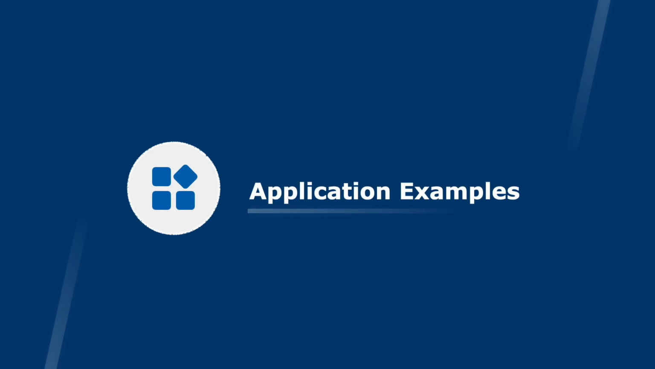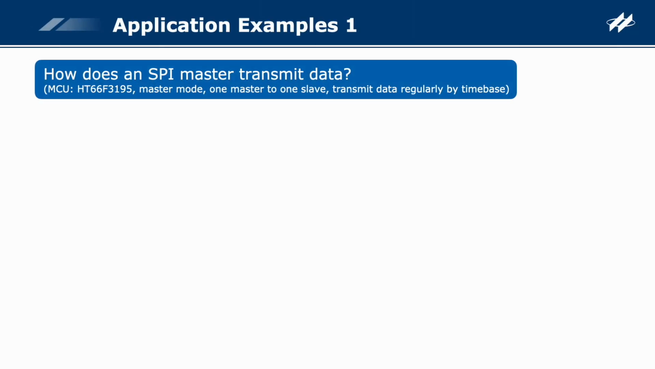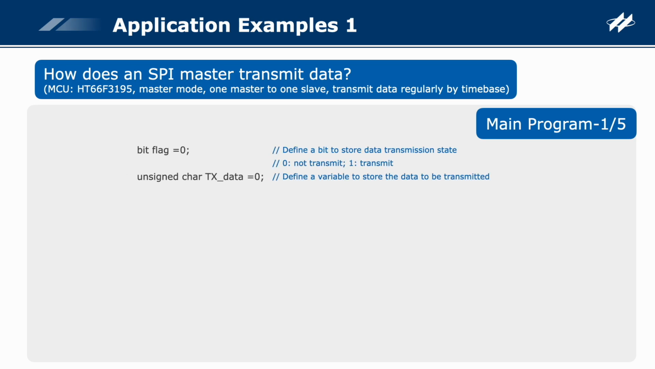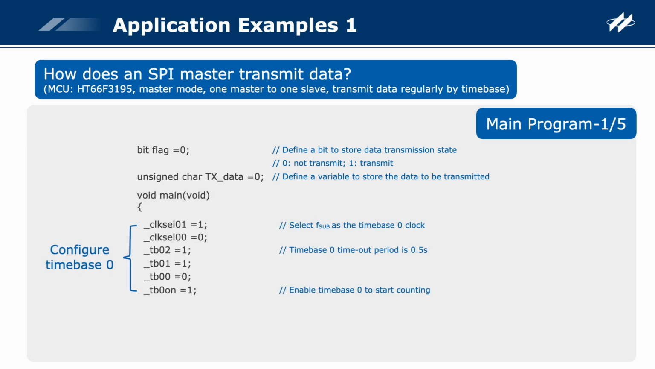Application examples. How does an SPI master transmit data? This example sets the HT66F3195 to the SPI master mode and uses time-based to regularly transmit data. Let's check out the main program. Firstly, define a bit to store the data transmission state. 0 means not to transmit data, 1 means to transmit data. Define a variable to store the data to be transmitted. And configure the time-based 0 relevant parameters.